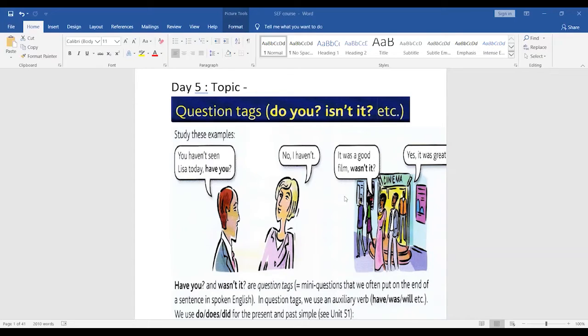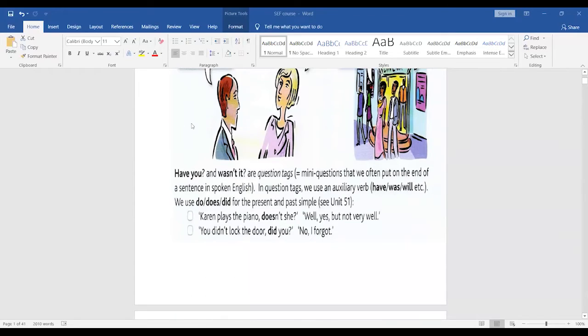The next one is, "It was a good film, wasn't it?" And someone is responding saying, "Yes, it was." The question "wasn't it" is a question tag. So now that you know what question tags are, how small they are, let's learn the fun way of using it. Okay? "Have you" and "wasn't it" are question tags, mini questions, meaning very small questions that we often put on the end of a sentence in spoken English.